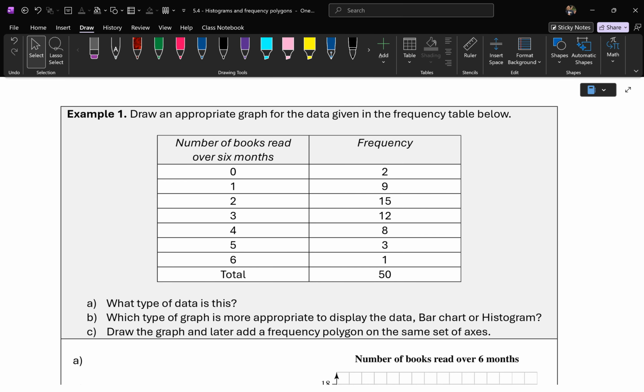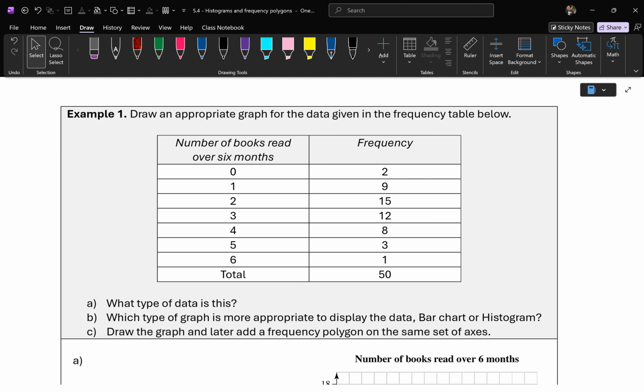We're looking at an appropriate graph for the data given. So we've got the number of books read over 6 months. You've got 0 first at the beginning, 1 month, 2 months, 3 months, 4 months, 5 months, 6 months. After 6 months, let's look at the frequency. So, number of books read over 6 months.